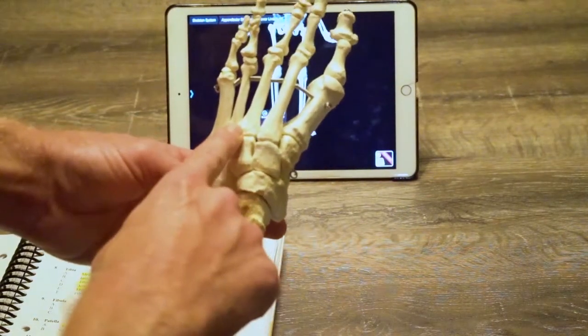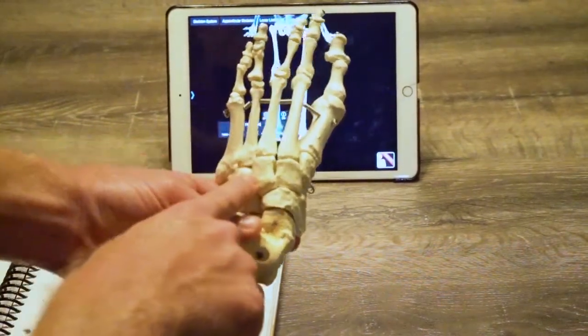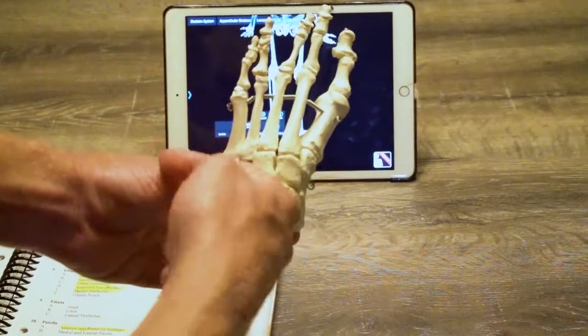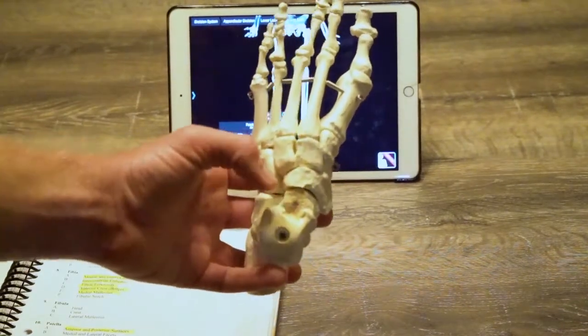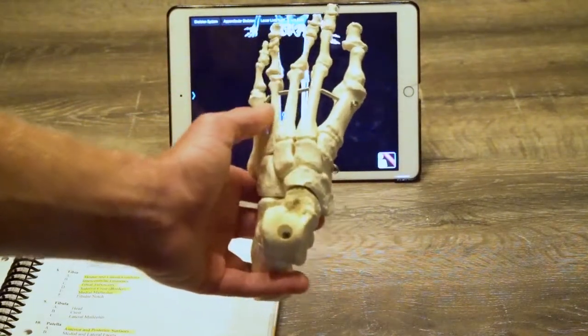What about this one that's furthest to the side? Should that be medial or lateral? Well, that should be lateral cuneiform because it's furthest to the outside of the body of these 3, right? But then we still have this one in the middle. All right, we do not call it a middle cuneiform.